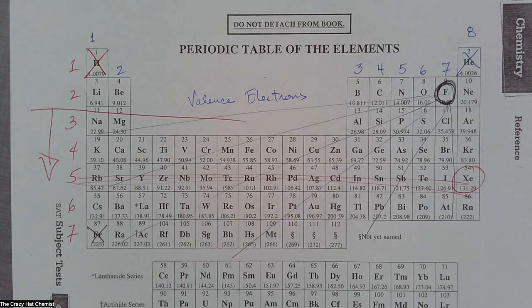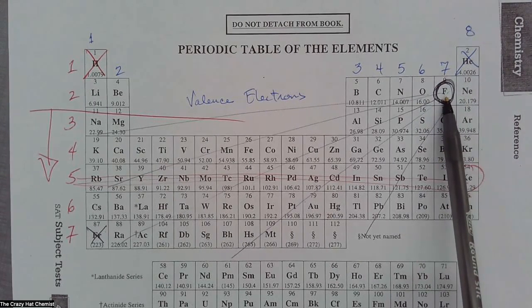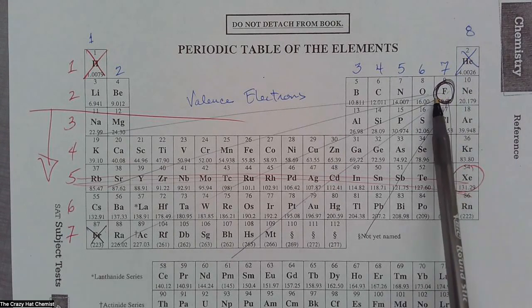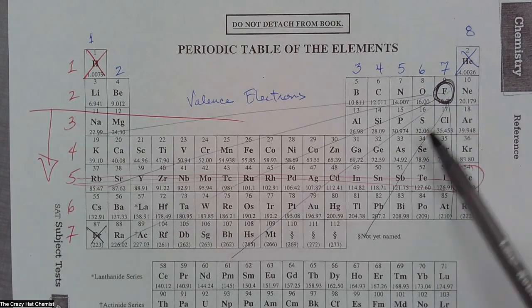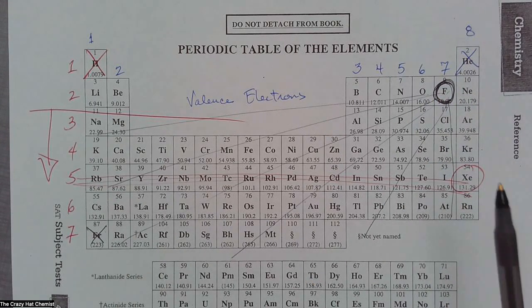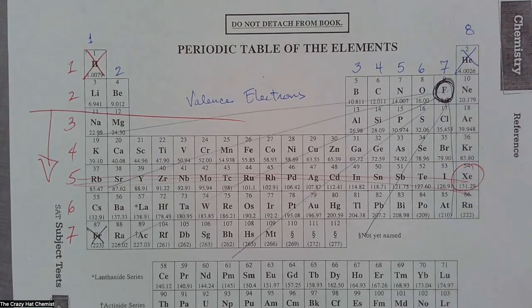The most electronegative element on the periodic table is fluorine. The elements decrease in their electronegativity as you get farther from fluorine, so francium would be the least electronegative. And the noble gases really have very, very low electronegativity values, even though they are relatively close to fluorine.